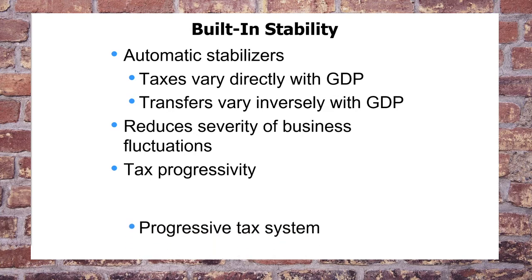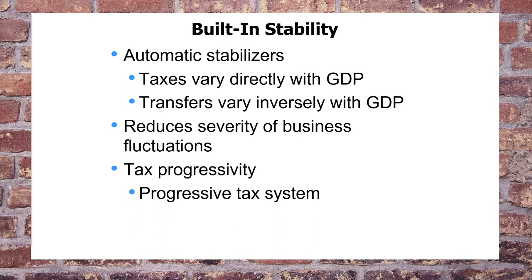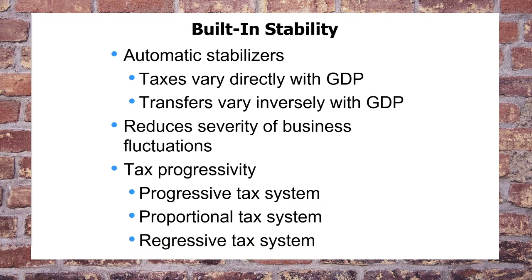We look at taxes. Tax progressivity: there's a progressive tax system, a proportional tax system, or a regressive tax system. Progressive means as income goes up, the tax percentage increases with it. Proportional means the percentage you pay in taxes stays the same as your income rises. Regressive says the percentage you pay decreases as your income increases.